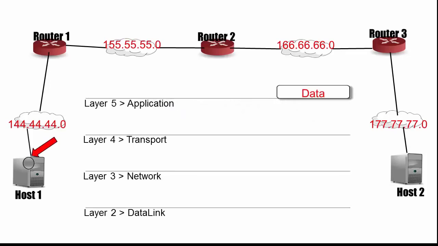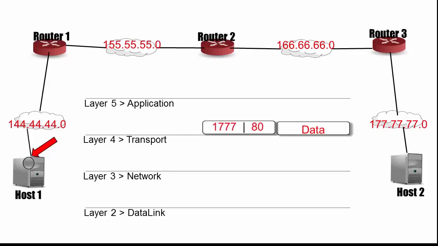Let's see what's happening inside of host 1. Data from its application layer, which happens to be HTML information, is sent down to the transport layer. At the transport layer, we add a header to the data. This transport layer header has a source port of host 1 and a destination port of host 2. Note that the transport header, together with the data, is called a segment. That entire segment is sent down to the network layer.